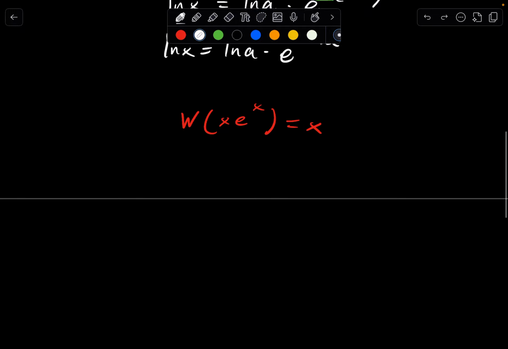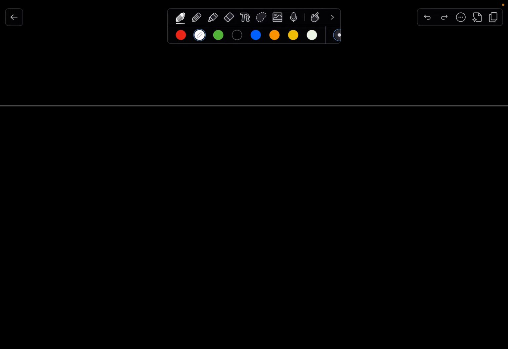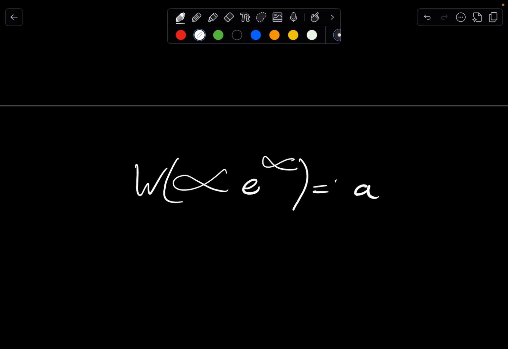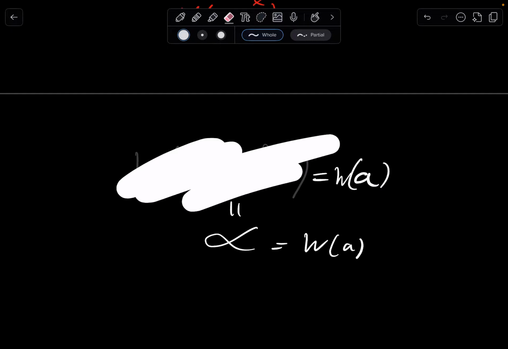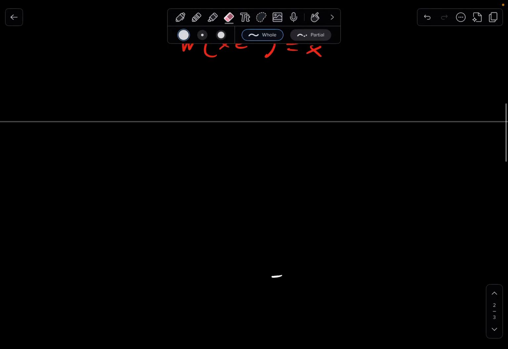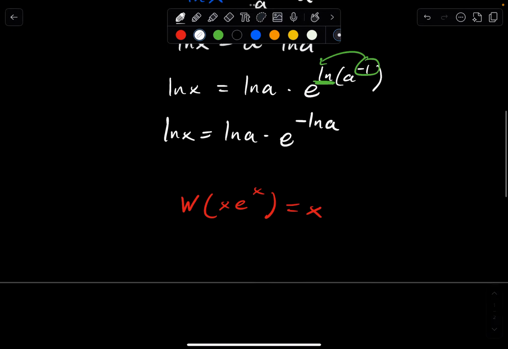So essentially, if we have a fish, we'll just draw out a fish like this, times e to the fish equals something, we can take the Lambert W on both sides, and this returns us the fish, which is equal to Lambert W of A. It's a pretty handy tool when we're trying to solve these really exponential and crazy functions.